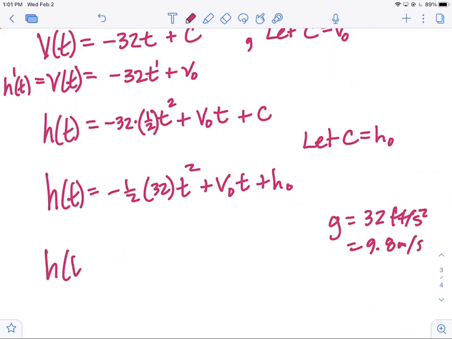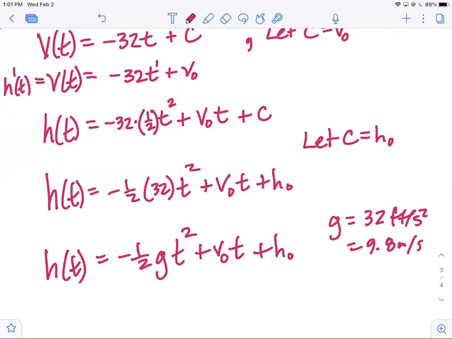So if I then substitute that, which I could have just worked with g the whole time, it's negative 1/2 g t squared plus v sub o t plus h sub o, where v sub o is the initial velocity and h sub o is the initial height, and g is the acceleration due to gravity.